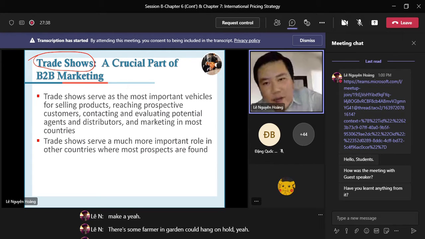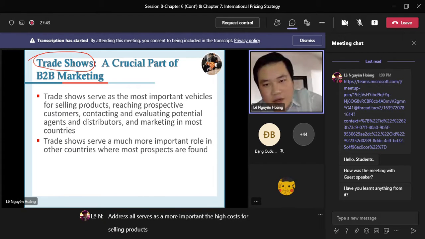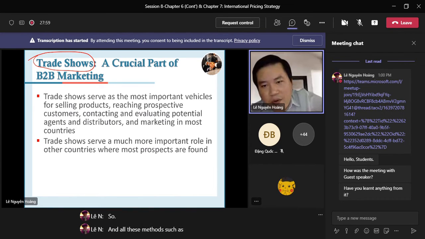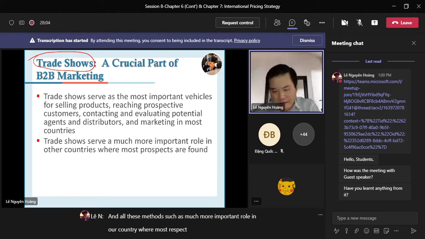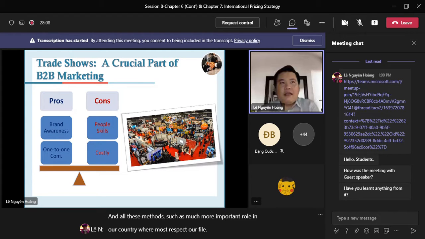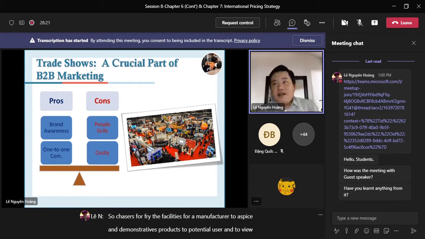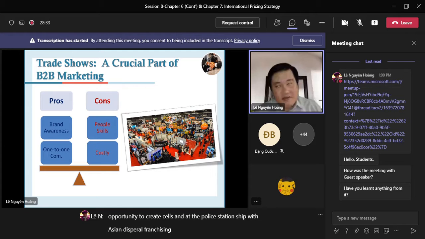A trade show serves as a more important vehicle for selling products, reaching prospective customers, contacting and evaluating potential agents and distributors, and marketing in most countries. This method serves a much more important role in other countries where most prospects are found. So, trade shows provide the facilities for a manufacturer to exhibit and demonstrate products to potential users and to view competitors' products. In addition, trade shows also create an opportunity to create sales and establish relationships with agents, distributors, franchisees, or suppliers, and so on and so forth. And that can lead to more permanent distribution channels in foreign markets.